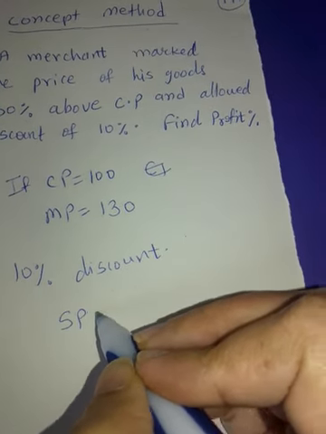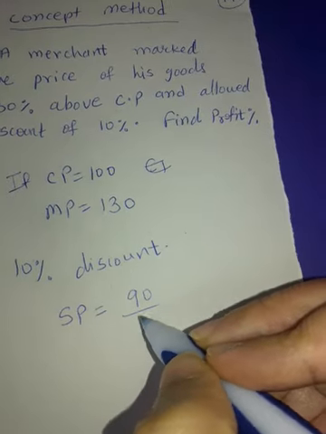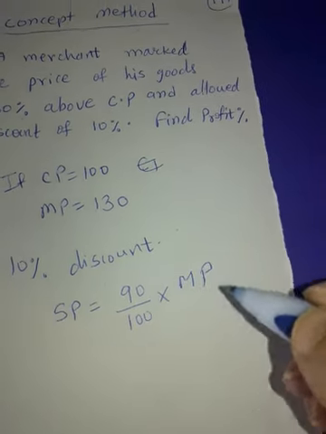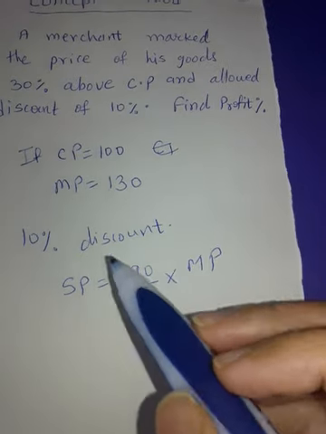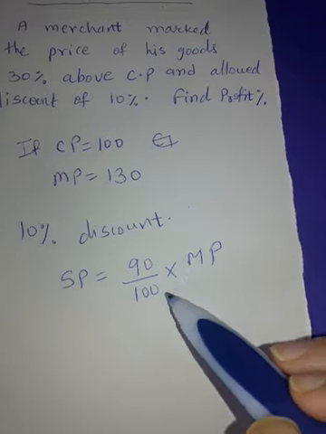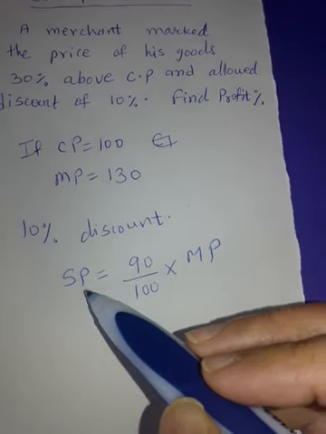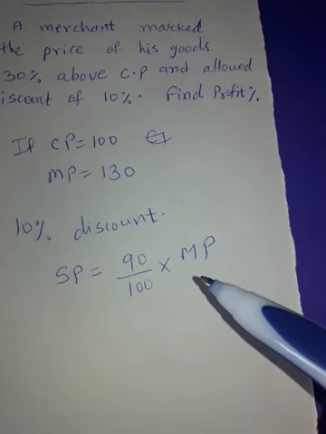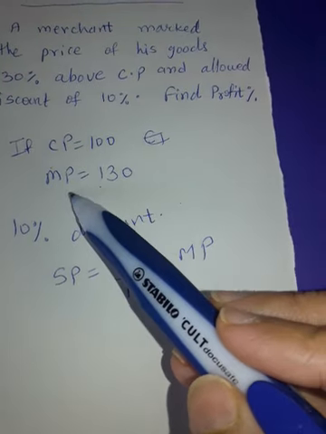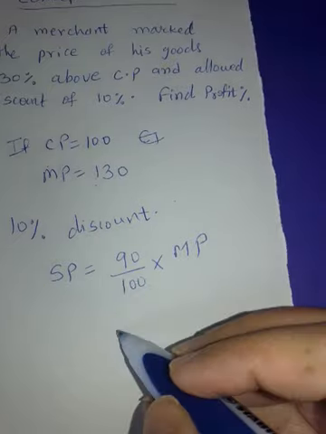Meaning is SP is equal to 90 upon 100 into MP. Just 5 minutes back we saw this 10%. So subtract 10 from 100, 90. So 90 upon 100 of MP will be SP. Getting it? Now what is MP? If CP is 100, MP is 130. So let's find out.